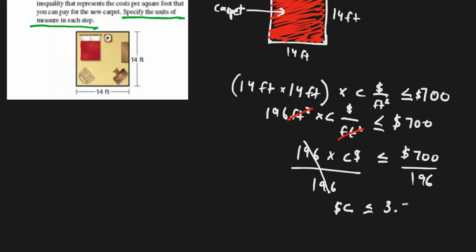$3.57. Okay, this is essentially what you have here. So C has to be less than or equal to $3.57. You can get rid of that. Okay, and this is your answer. Now, actually, I have to get rid of this also because we're technically dividing dollars on both sides, if you want to think about it like that. And so C is a number, it has to be less than or equal to 3.57, and this represents the cost per square foot for carpet.